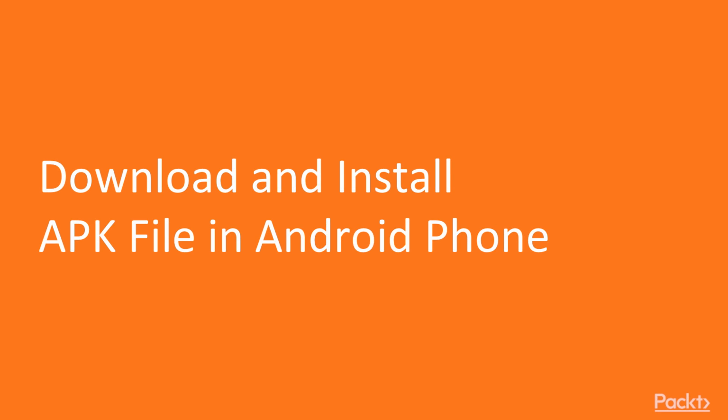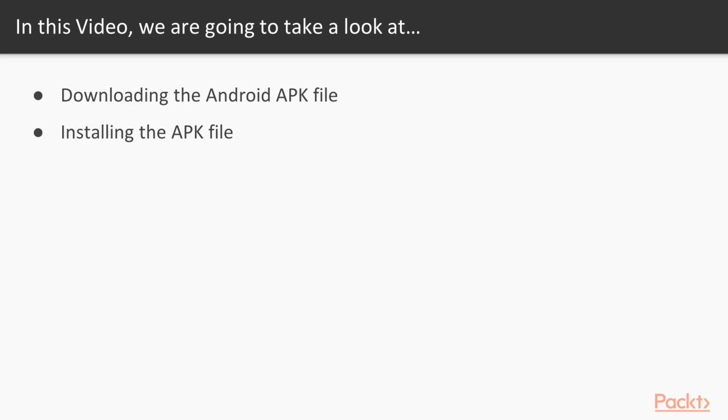Download and install APK file in Android phone. So guys, in this video we are going to learn how you can download that Android APK file and how we can install it inside the Android application. We are going to download the IG Learner app inside our system, and then we will install it inside the Android application. So first of all, let's download that app from the internet.